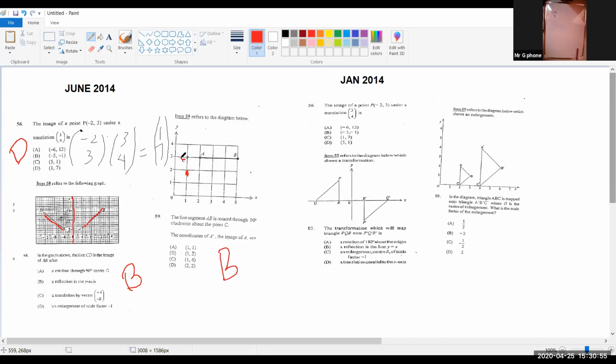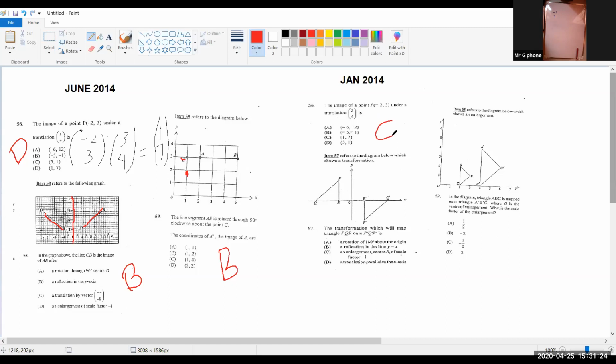The image of point P, which is (-2, 3), undergoes a translation (3, 4). So let's see here. -2, 3. Same question. Right. Yeah. Because the answers are not in the same order, A, B, C, D. So the answer is C here.